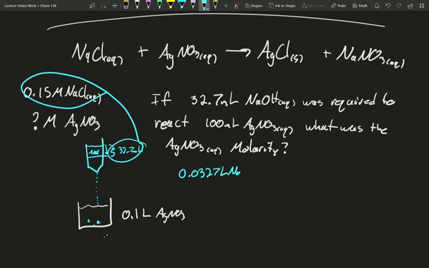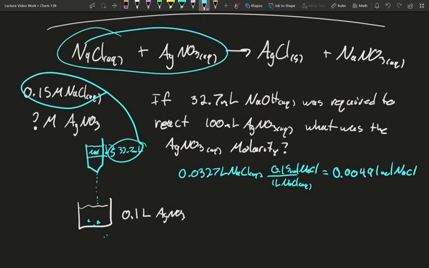0.0327 liters of the sodium chloride solution, and the molarity told us that in every 1 liter of the sodium chloride solution, there was 0.15 moles of the sodium chloride, turning out to be 0.00491 mole of sodium chloride. Presuming that our observation for the solid forming was a good indicator for when we just reacted all the silver, this must have been the amount needed to just react all the silver. Our balanced reaction is 1:1, so it must be just as much silver nitrate that was present.